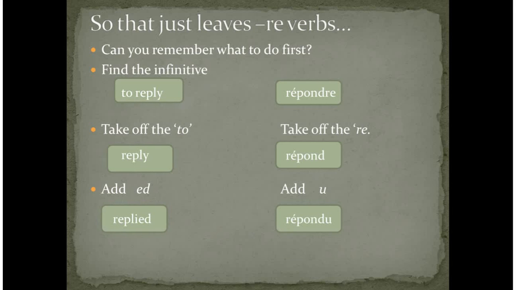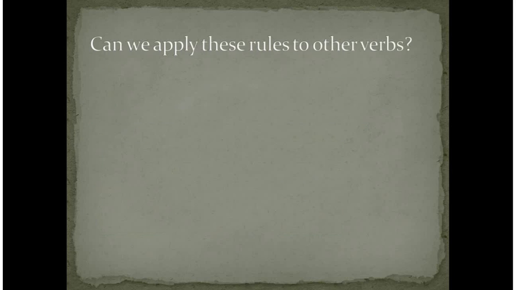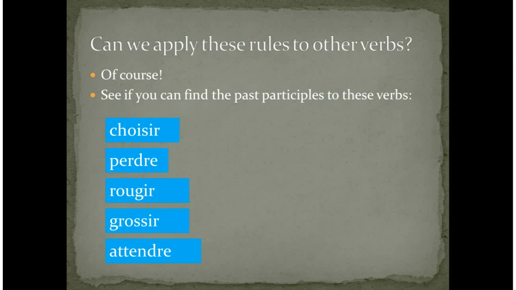Okay, if you're unsure of any of those parts in relation to RE verbs or IR verbs, take the tutorial back a few steps and go over this again. Let's see if we can apply these rules to some other verbs. You've got five different IR and RE verbs. Have a think about how you would change choisir, to choose, into chose or chosen. The answer would be choisi. Your next verb is perdre, which is to lose. And how would you say lost?